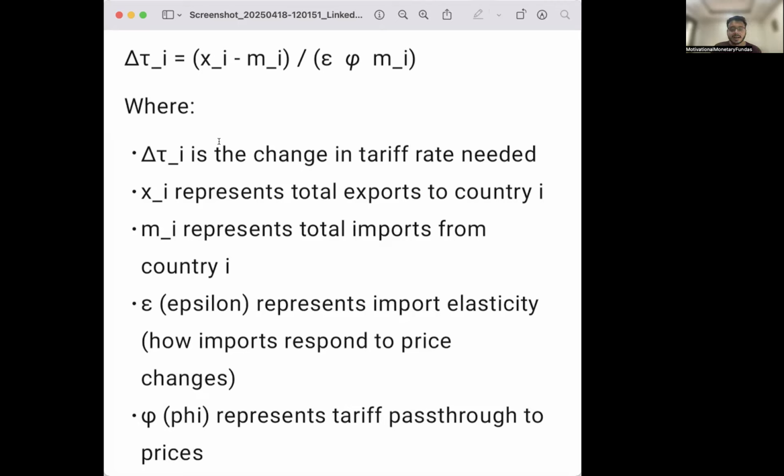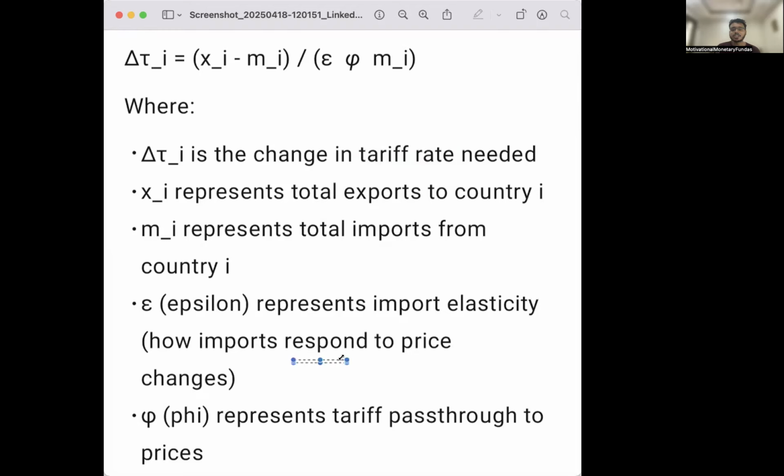Now, delta T is the change in tariff rate needed, right? X represents the total exports to a country. M represents imports, correct? So this is exports minus imports divided by this sign of E, right? In terms of statistics or core economics, we tend to call it epsilon, but we won't go deep into it. Simply just state the import elasticity, that is how the imports respond to price changes.